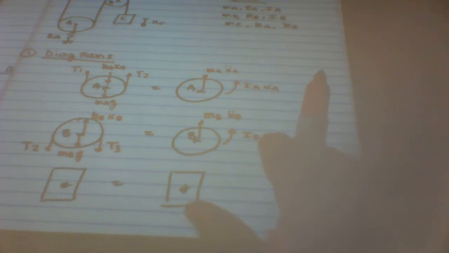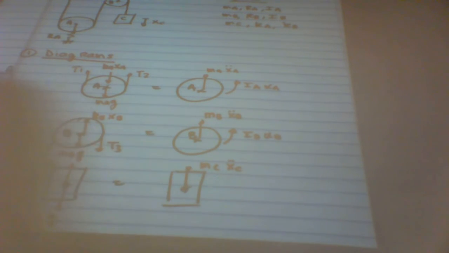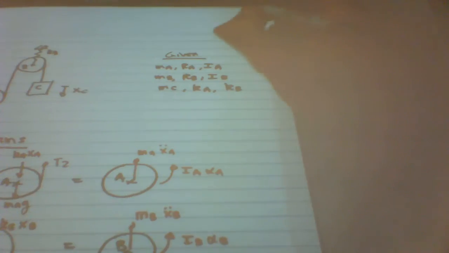Okay, I'm just thinking about something different here. And then we'll have here T3, M sub C g, M sub C X double dot C. All right. So let's start writing down the equations.